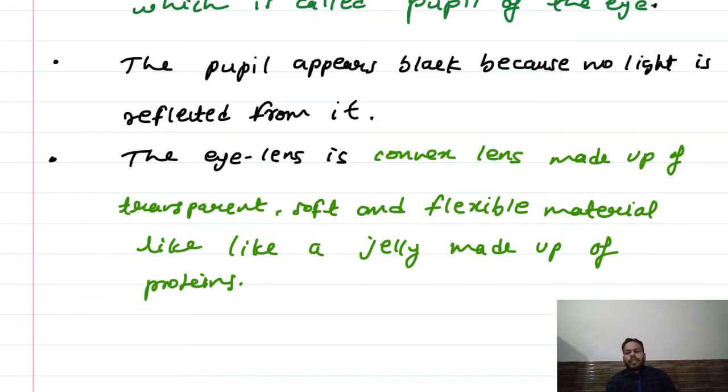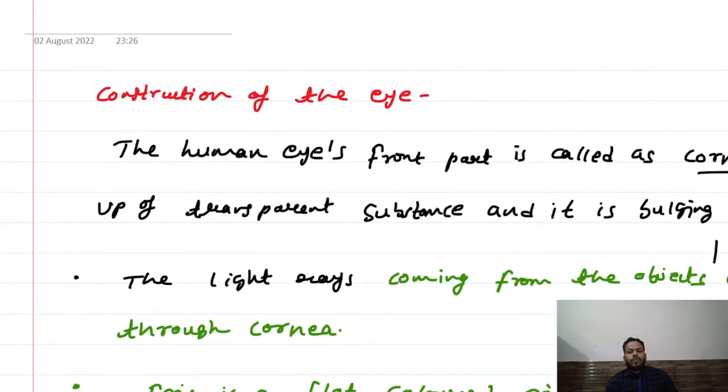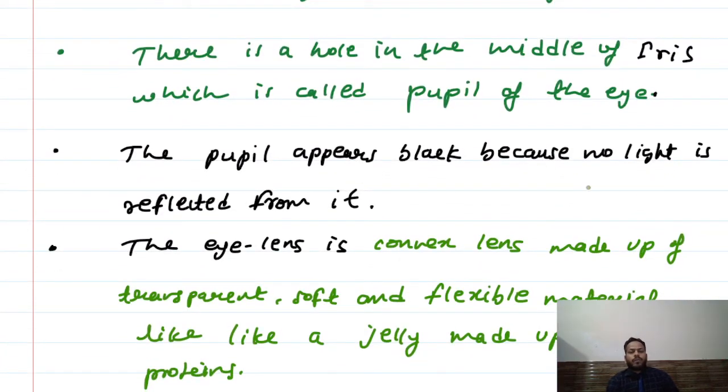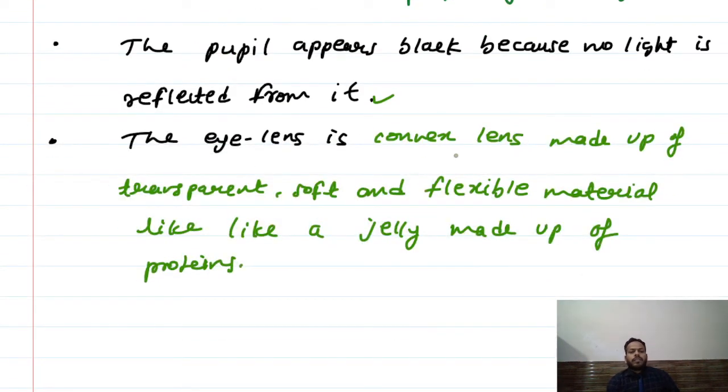So this point is again very important. Before we proceed, let us recall all the points. The pupil appears black because no light is reflected from it. बच्चों यहाँ पर इस point को आपको catch करना है. Next to this, the eye lens is a convex lens made up of transparent, soft and flexible material like a jelly made up of proteins.